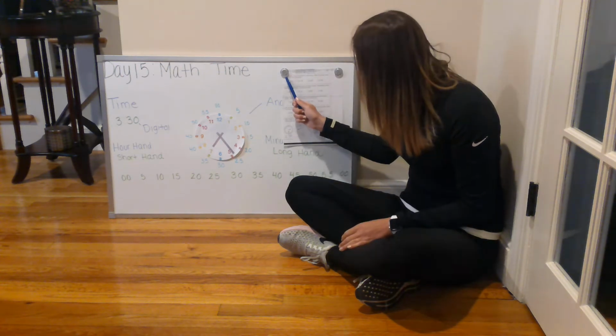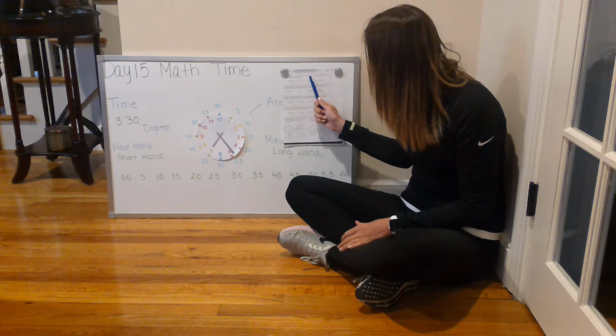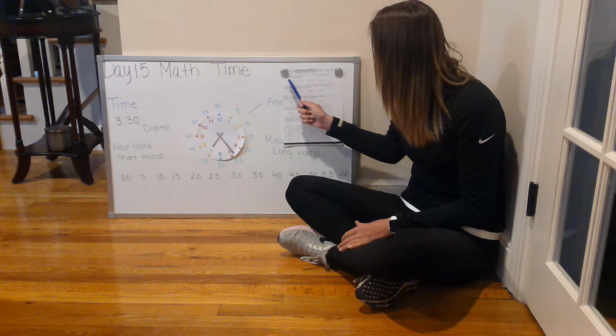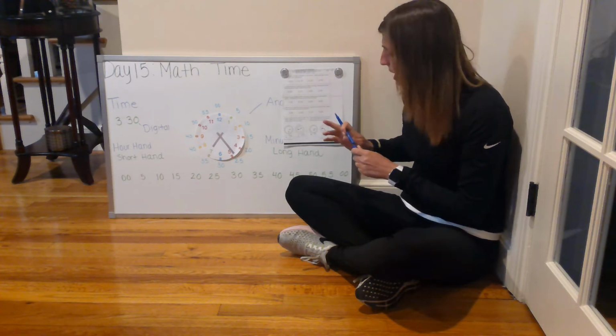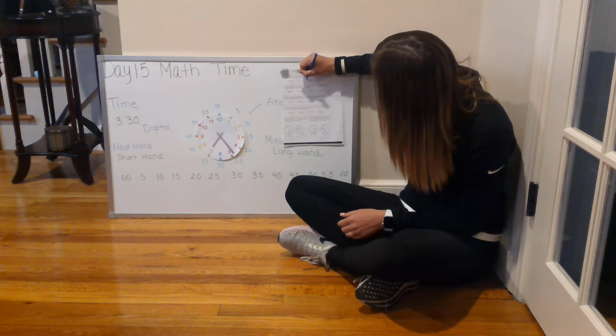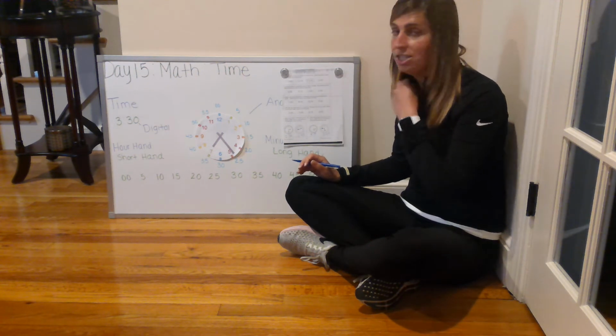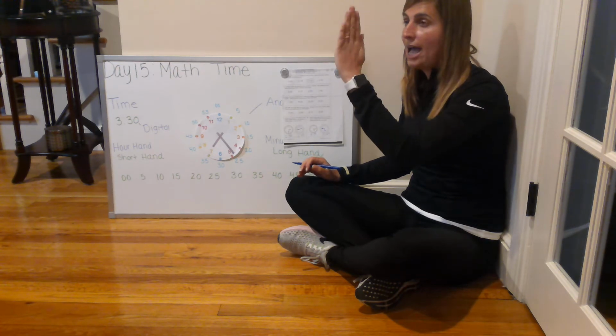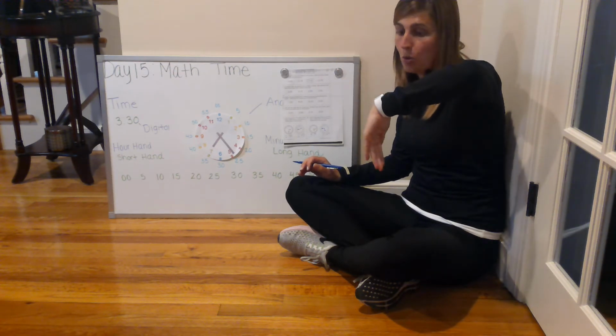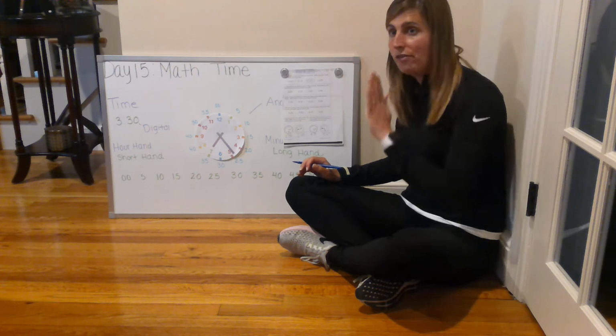So number 1, it says recess starts at noon and lasts for a half hour. What time does recess end? So the correct answer is recess is going to end at 12:30. Okay, we know that if recess starts at noon, it's 12 o'clock. If we're adding 30 minutes to 12 o'clock, it's going to give us 12:30.